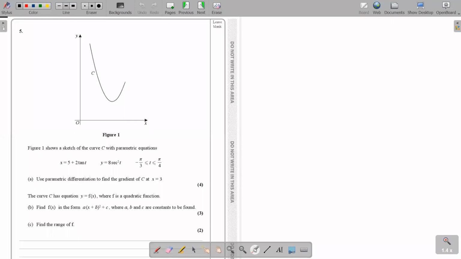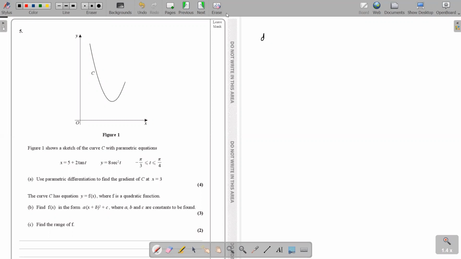Question number 5. They say figure 1 shows a sketch of the curve C with parametric equation x equals 5 plus 2 tan t, y equals 8 sec squared t. Use parametric differentiation to find the gradient of the curve at x equals 3. Okay. So parametric differentiation, gradient means what? You get dy by dx.